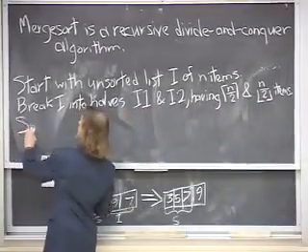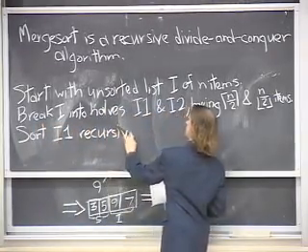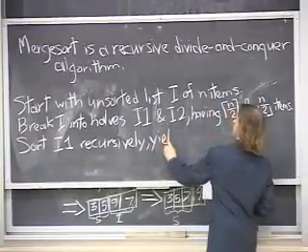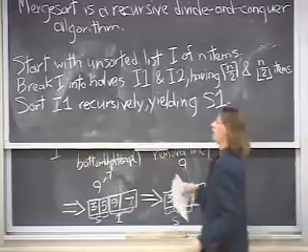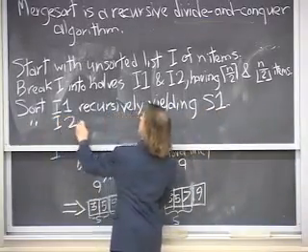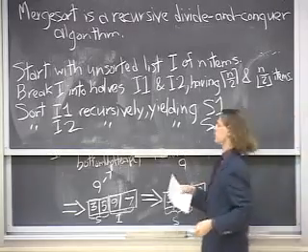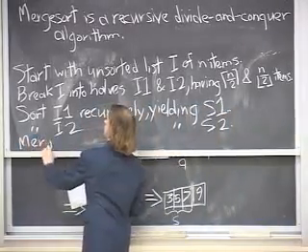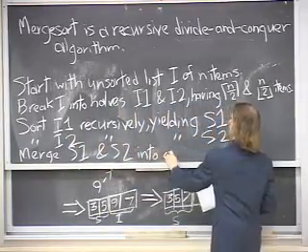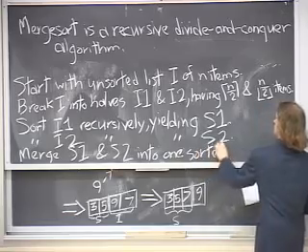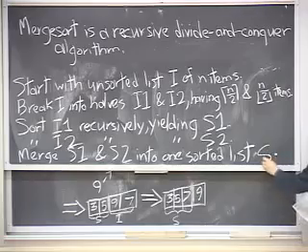Then we sort I1 recursively. And after it's sorted, we're going to call the new sorted set S1. And then we sort I2 recursively, yielding another sorted set S2. And finally, we merge them into one big sorted list. Call it S.